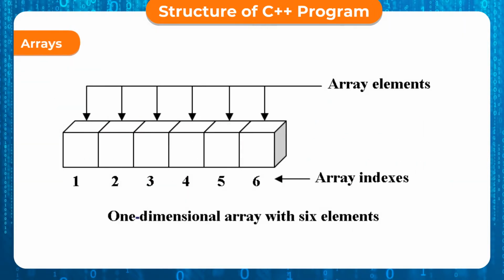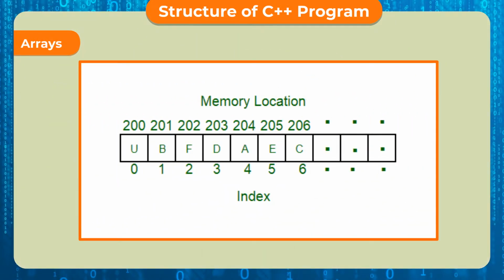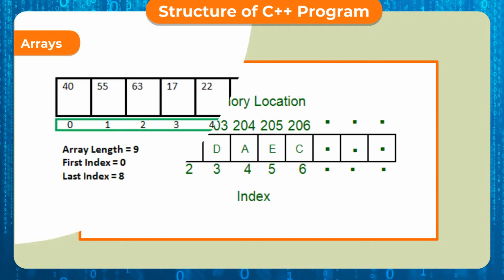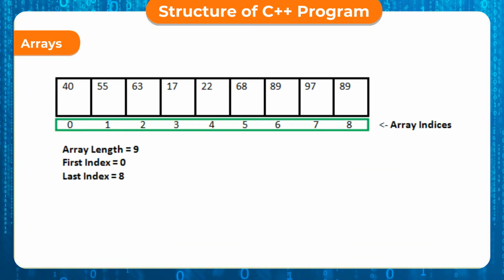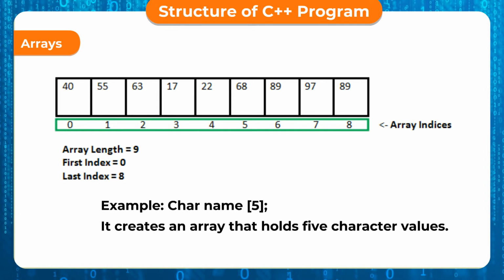Arrays. An array is a list of data elements of the same data type. Every element of an array is identified by an index number. An array is generally used when similar data type values are to be kept under one head. Example: char name[5]. It creates an array that holds 5 character values.